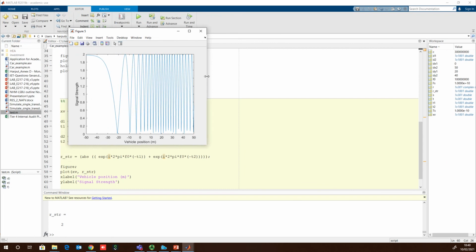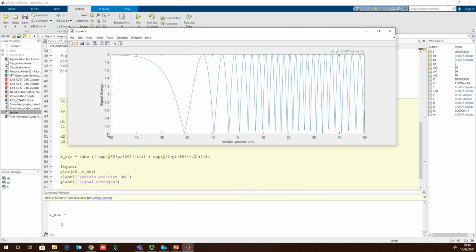So when the car moves between, let's say, minus 50 to 50 meters, this is the vehicle position in meters, what's happening is the signal is first constructively interfering, and there are these points where the signal totally cancels out. This happens quite a lot, and this is a function of the frequency, actually. So if you change the frequency of the signal, the locations of the down points and up points will change as well. So I think that's the end of this example.